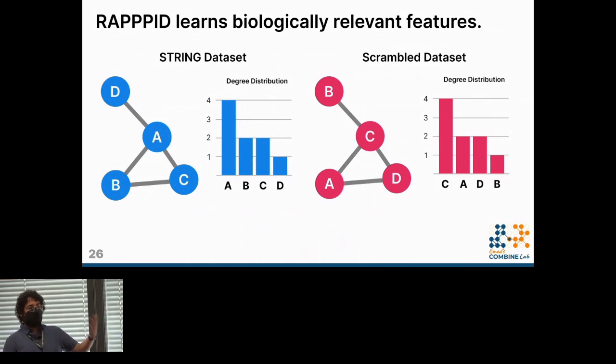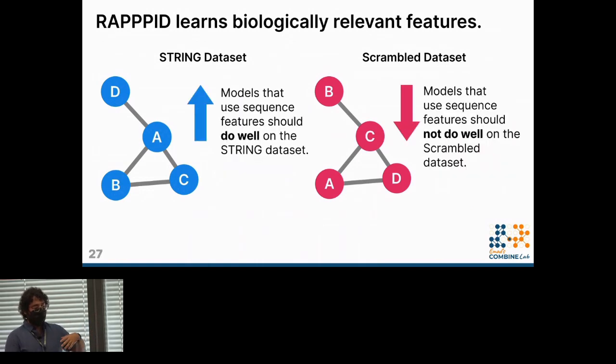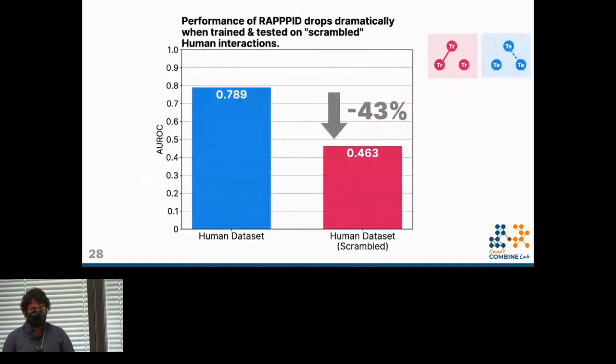So we want to see how Rapid would do. If it learns biological features, it'll do well on STRING, and if it doesn't, it'll do poorly on the scrambled data set. And that's exactly what we saw. We're really happy about that.